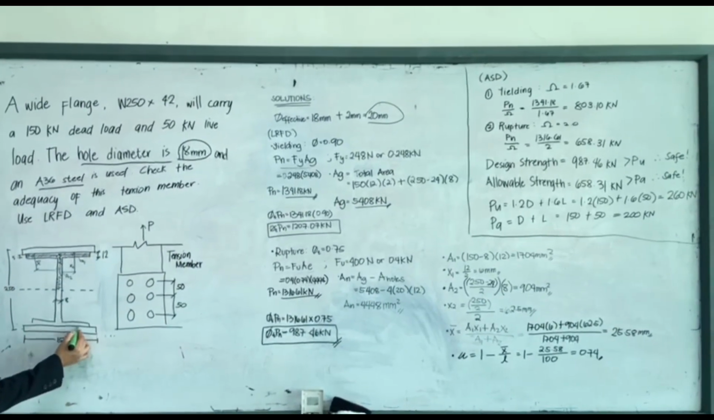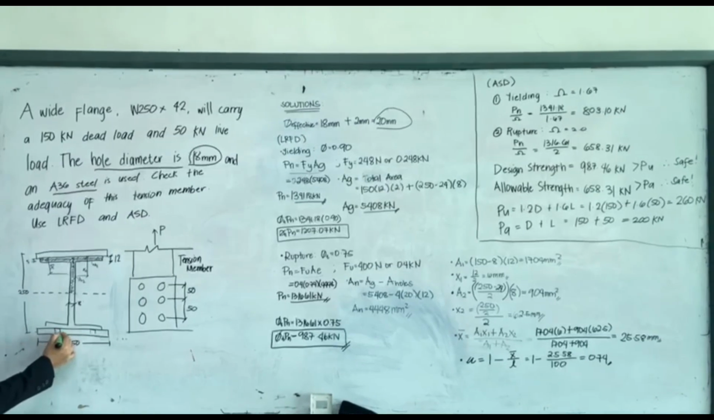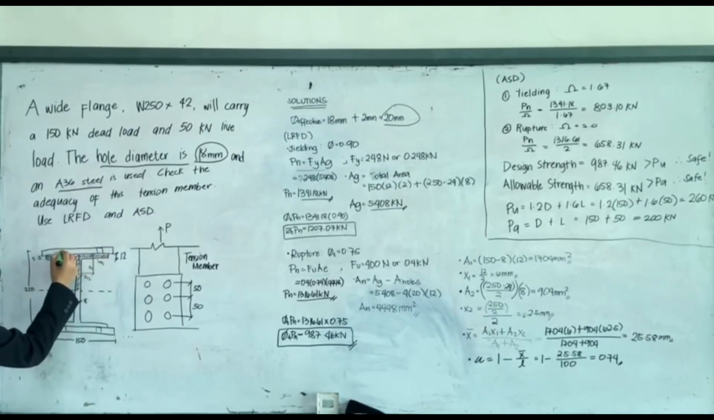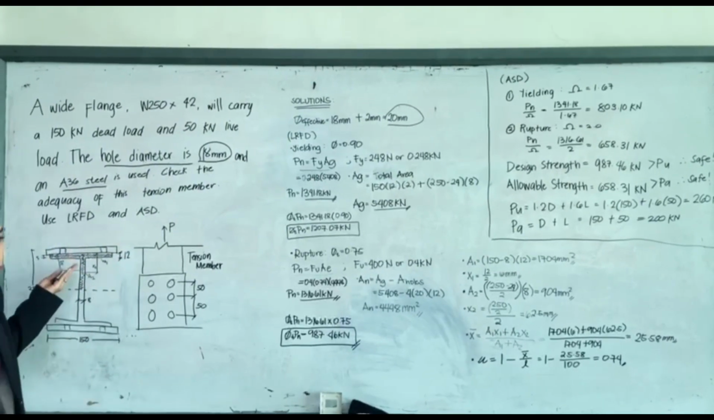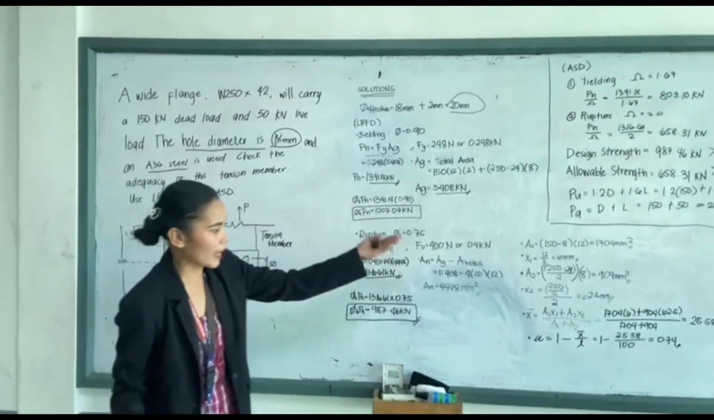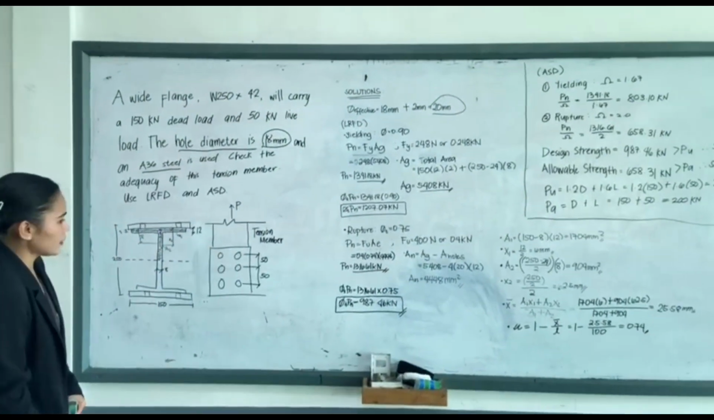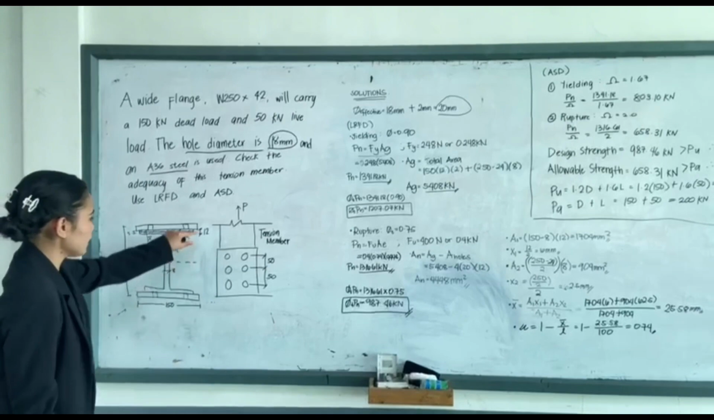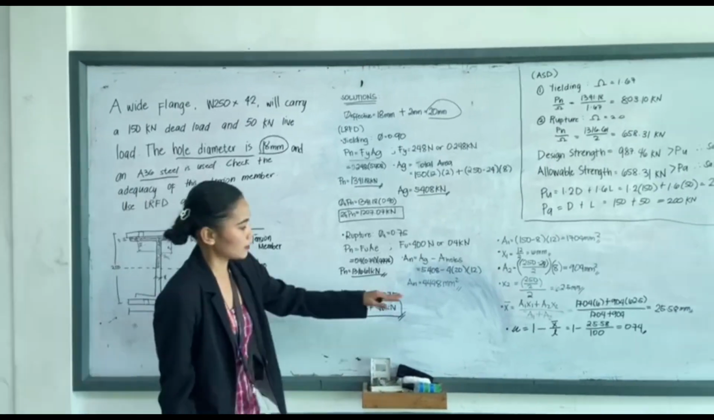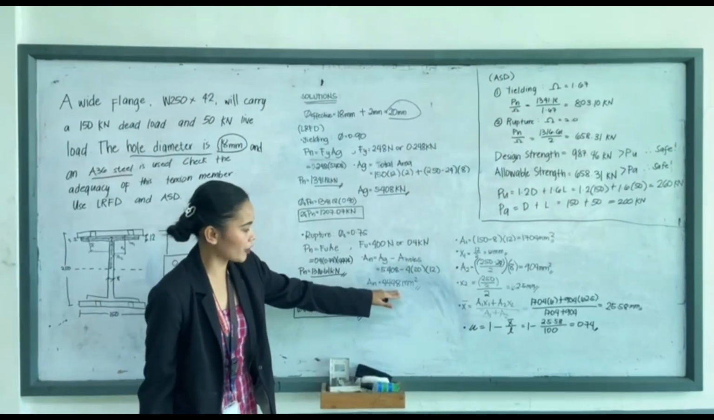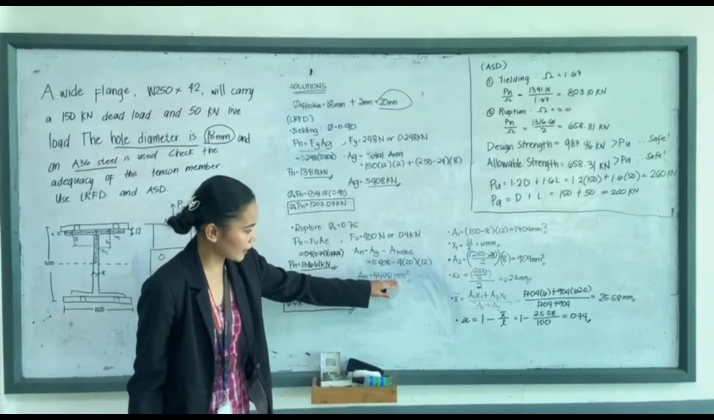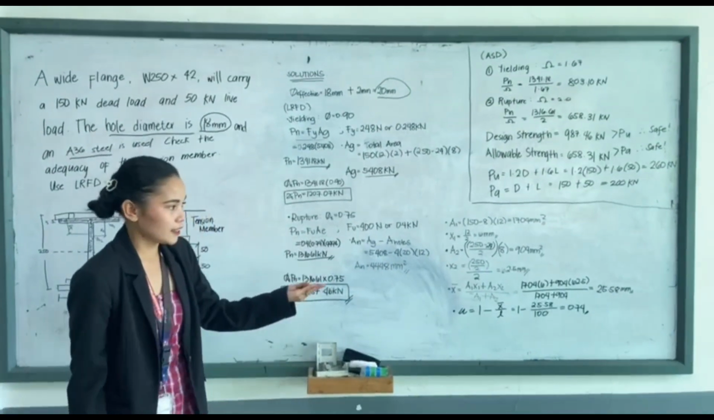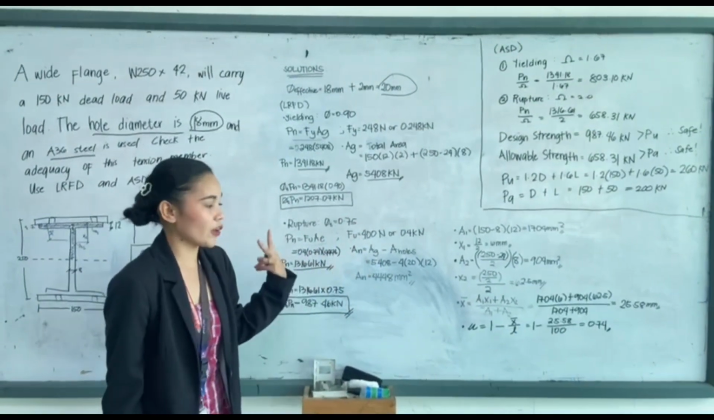So the holes are shown here, something like that. So four holes times 20 times 12 thickness. So we get an area net of 4448 mm squared. Next, we get area 1 and area 2.